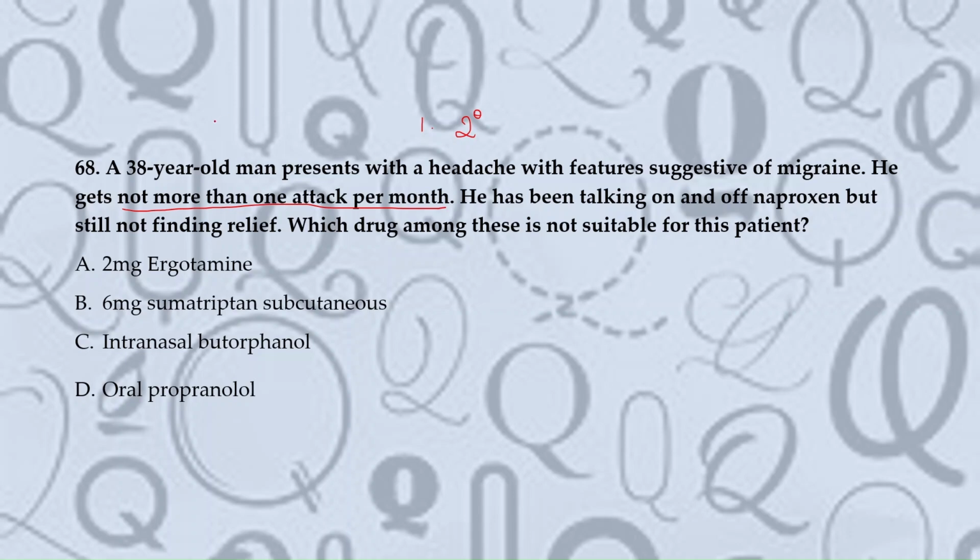So the other drugs which can be useful are ergot alkaloids. We know that they can be used. Sumatriptan, yes. Intranasal butorphanol, yes. Oral propranolol is used as a prophylactic drug and not for an attack. So oral propranolol is indicated when there are more than 2 attacks per month. So prophylaxis is indicated when there are more than 2 attacks per month or associated with a neurological deficit. So the answer here is D.